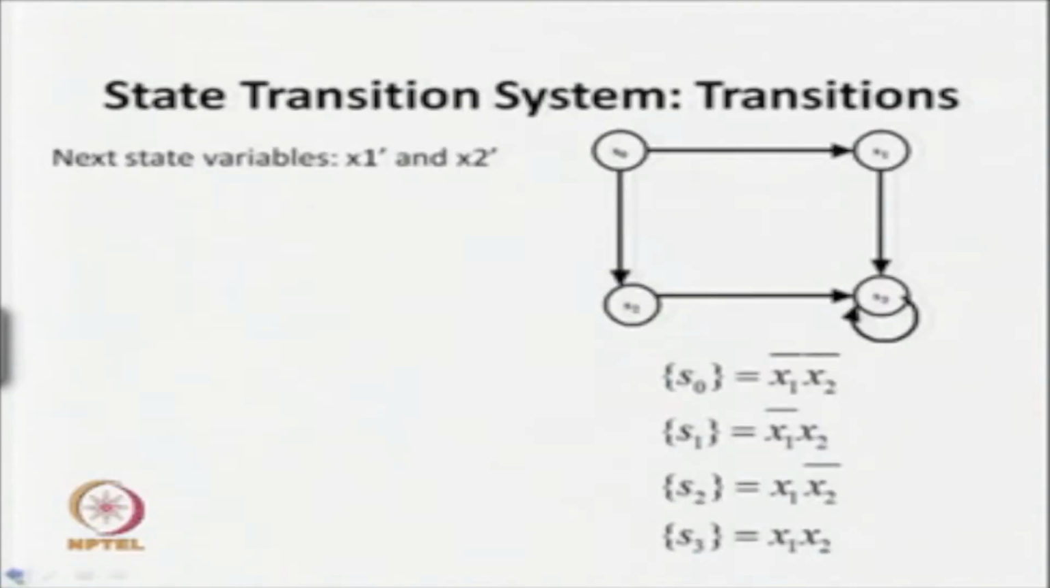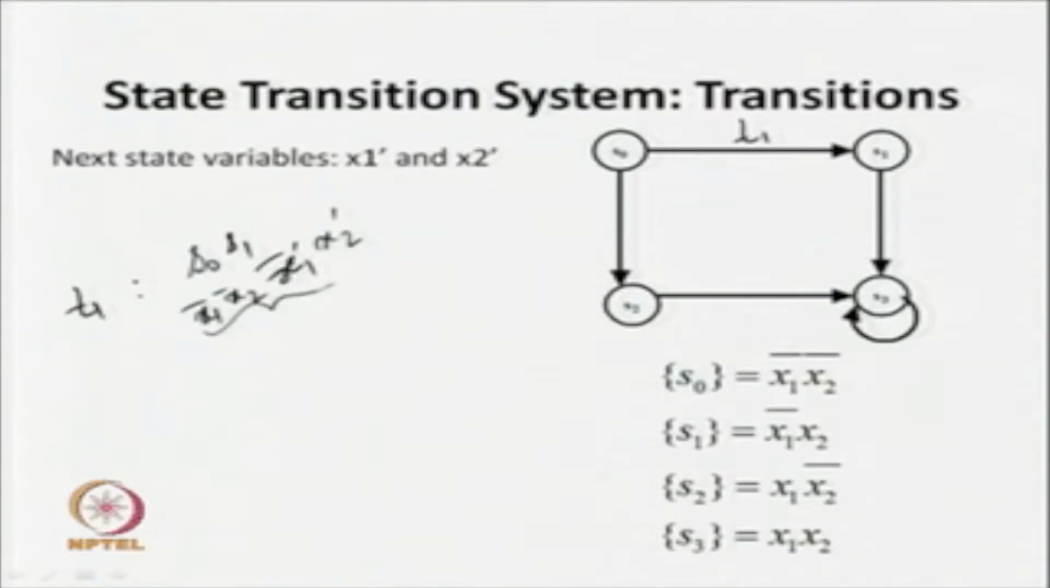Now, I have said that this is transition T1. Transition T1 is nothing but from S0 to S1. Now, what is S0? S0 is x1 bar, x2 bar, and it goes to the next state S1. S1 is represented by x1 bar, x2. So, this transition is represented by x1 bar, x2 bar, x1 prime bar, and x2 prime. With this combination I represent transition T1.